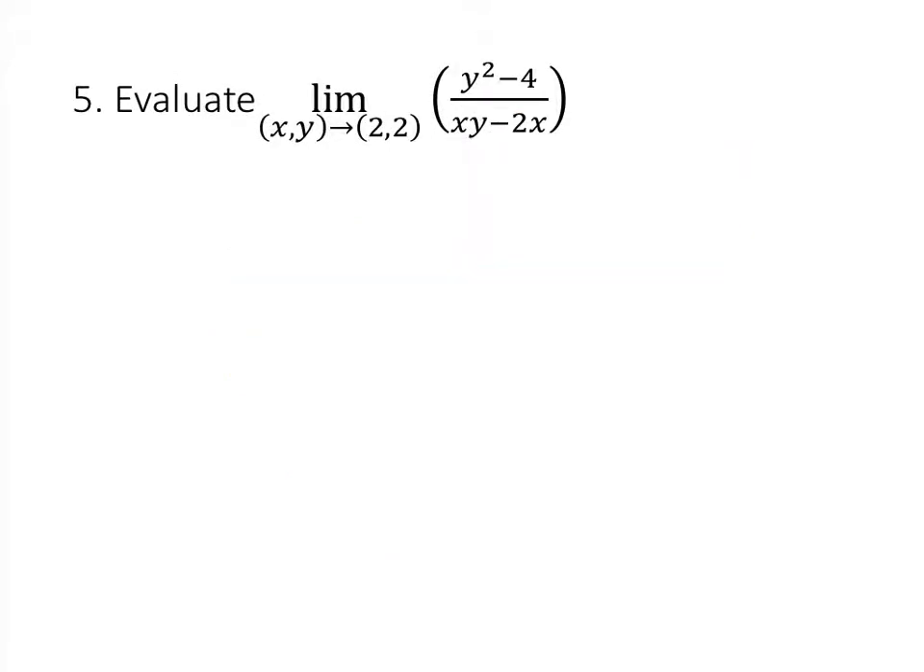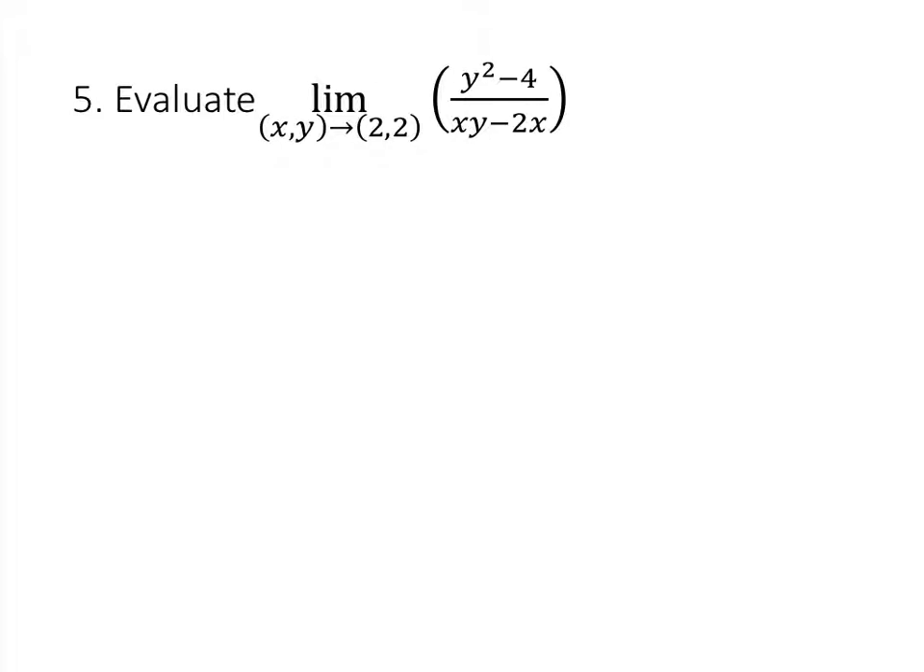Now for this function, if we try to plug in (2, 2), what we're going to see is that on the bottom of this fraction we get a 0. xy would be 2 times 2, which is 4, and then 2x would be 2 times 2, which is 4. 4 minus 4 is 0. We're dividing by 0. But if we plug (2, 2) into the top of this fraction, y is 2, so 2 squared minus 4, that's also 0. And whenever we see a 0 over 0 situation, there's a chance that the limit might actually exist. The function won't be continuous there because it won't be defined, but the limit might still exist.